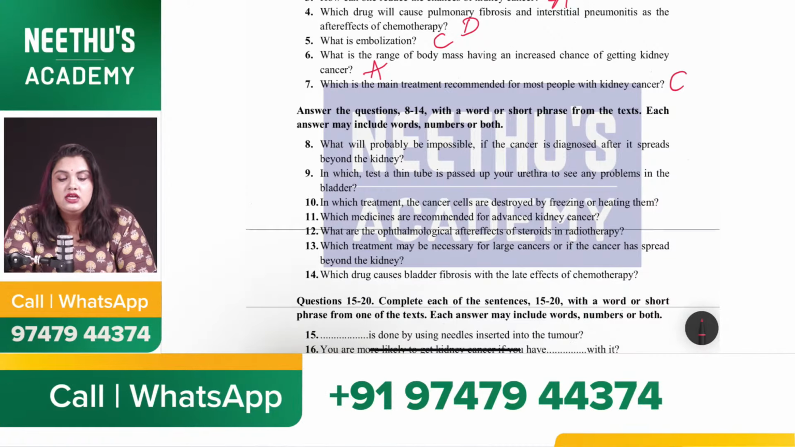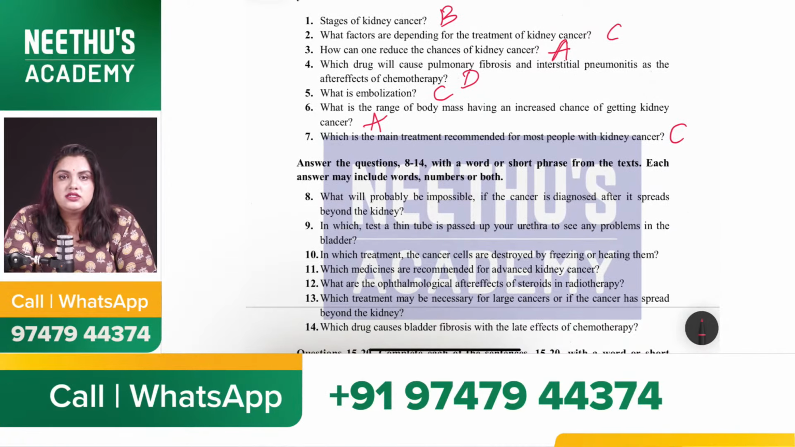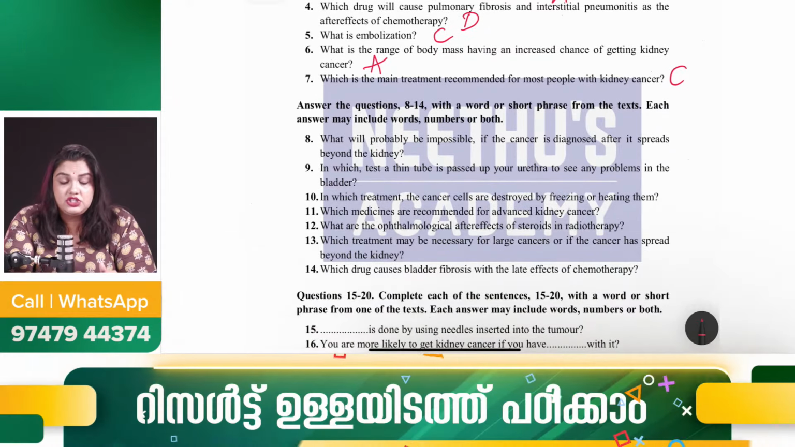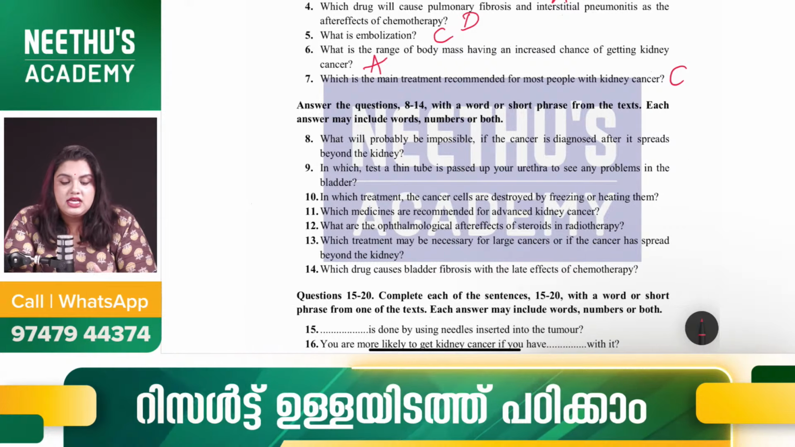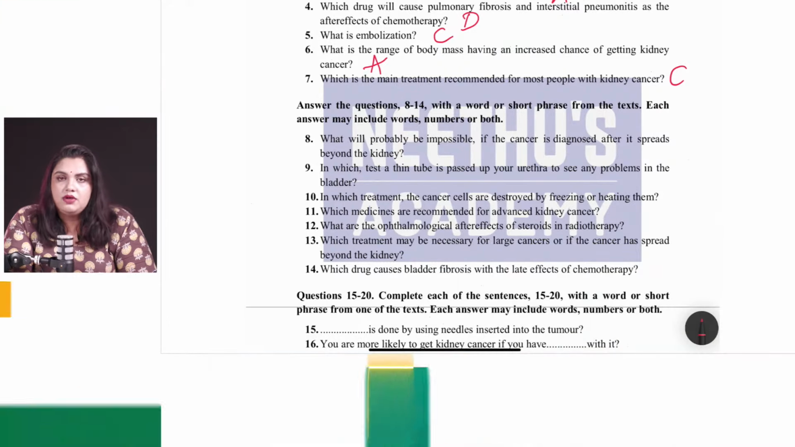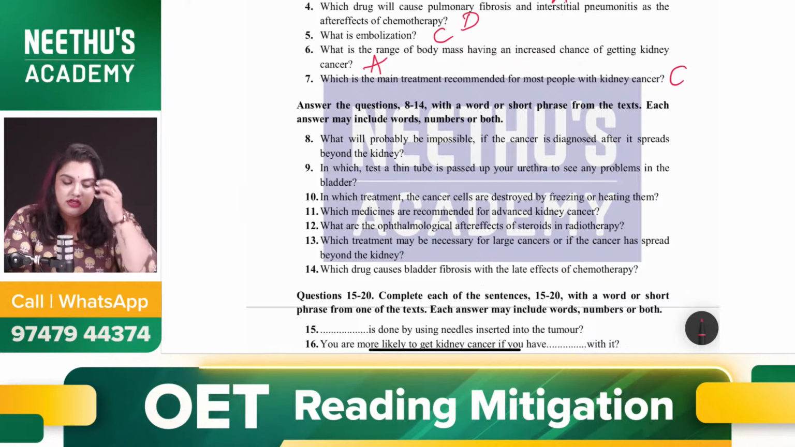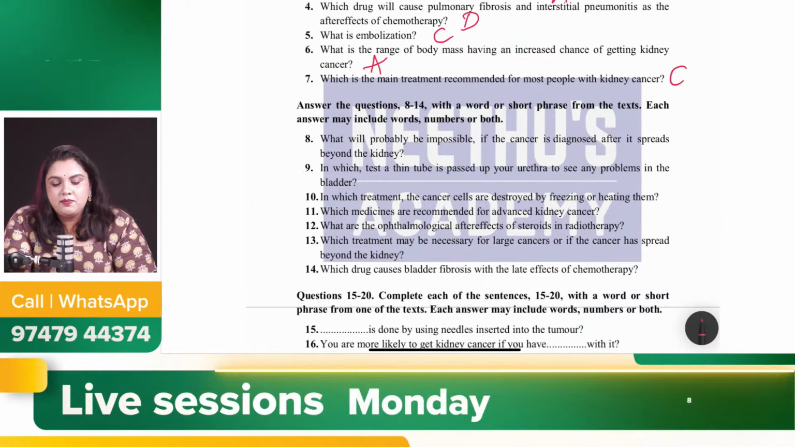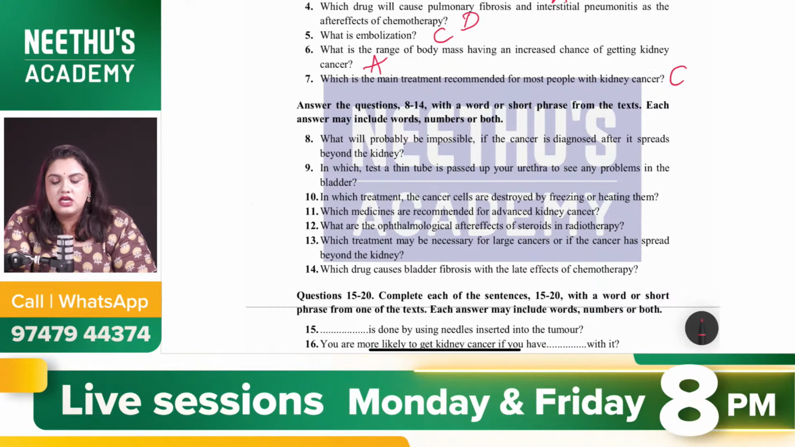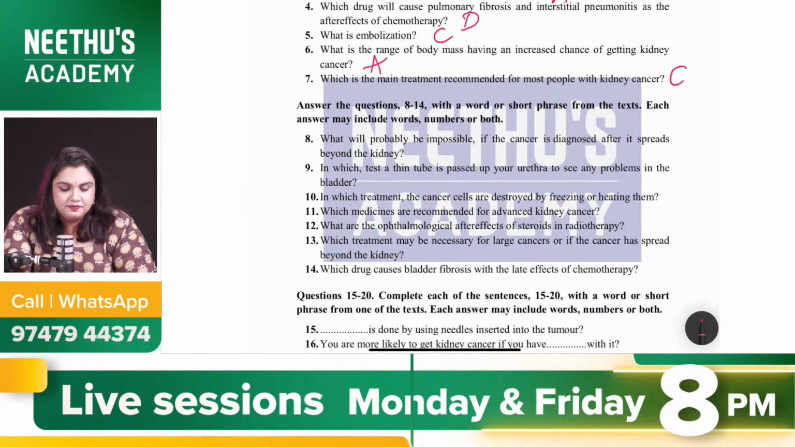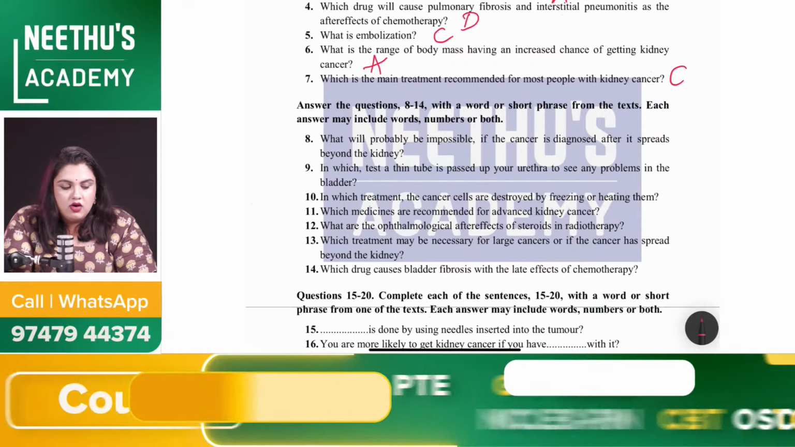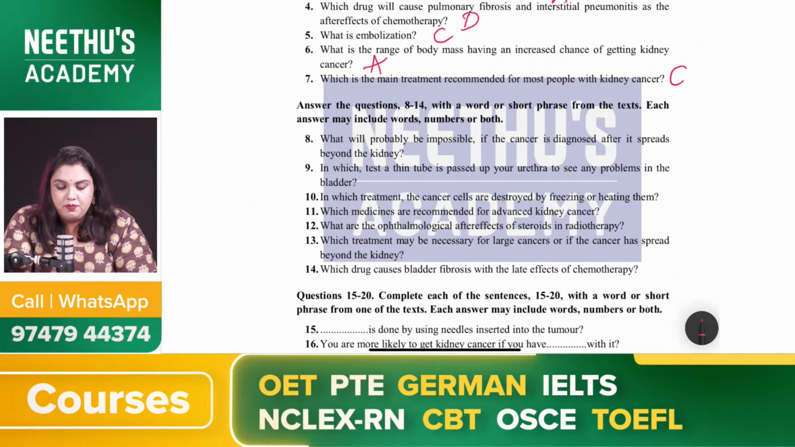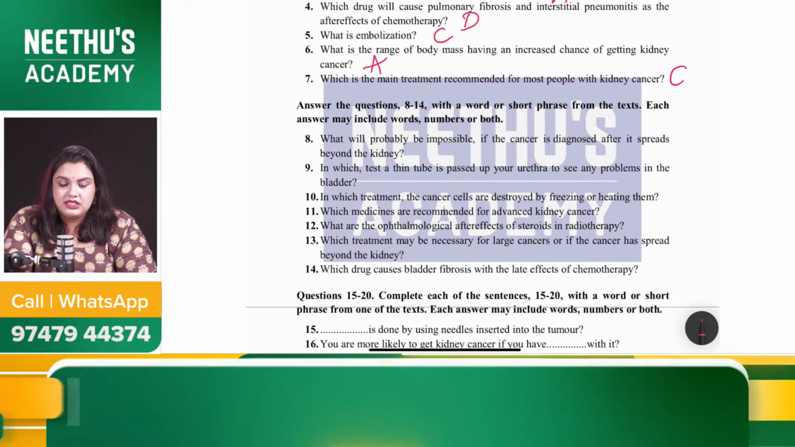We found the text in which the answers are located for the corresponding questions. Moving on to the next section, that is 8 to 14. It can be a word, a number or both. So the first question in that section, question number 8: What will probably be impossible if the cancer is diagnosed after it spreads beyond the kidney?